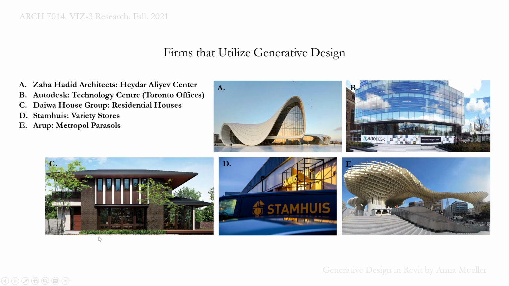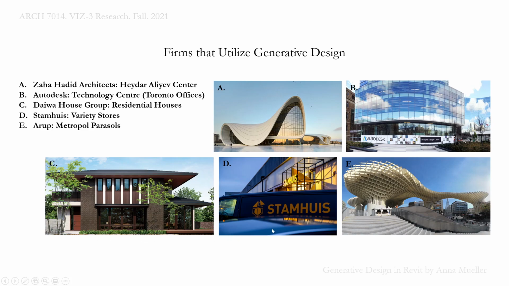The next one is the Daiwa House Group, a company in Japan, and they create a bunch of urban houses in Japan. This picture is just one of the houses they make, but essentially they really go through and use generative design to help choose all the different materials and residential layouts that would help them in that sort of private sector.